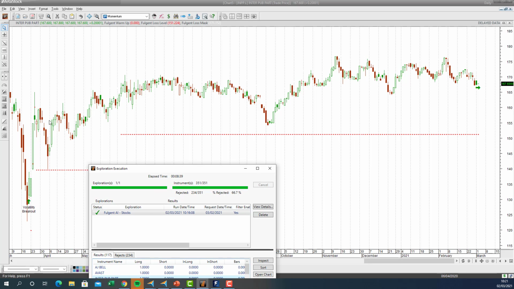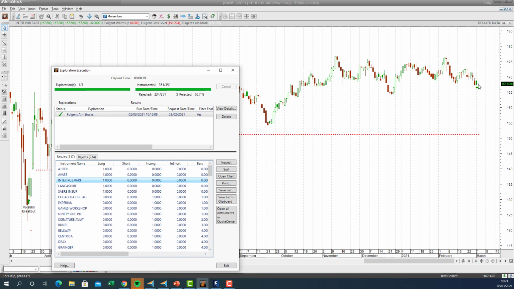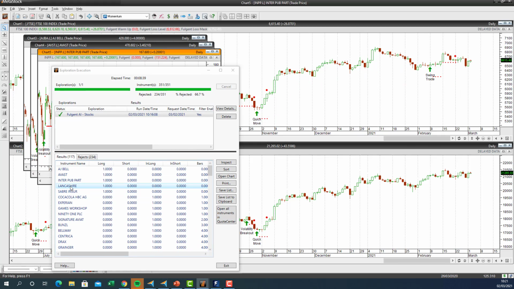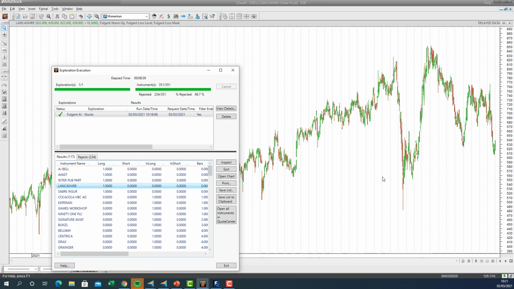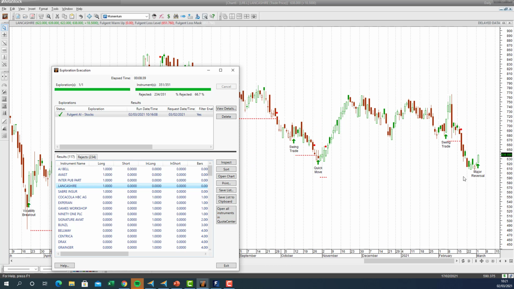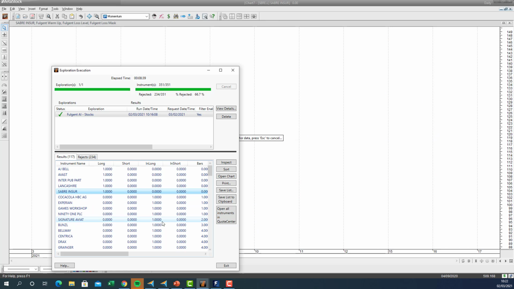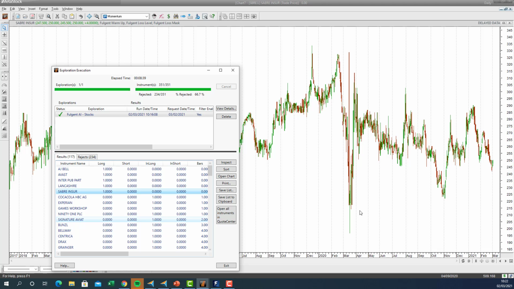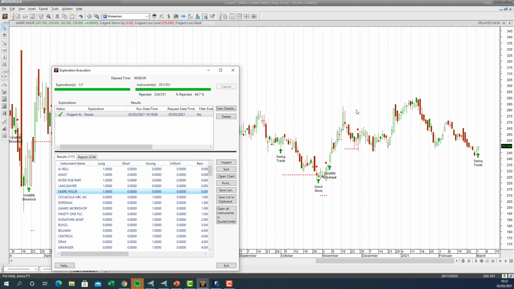Huge volatility breakout, quite a major stop loss. This is still in a long trade, and this might be a recent signal there. Lancashire. Major reversal expected, so there's potential for a swing trade back up to 770, so that's definitely worth adding to the watch list. Sabre Insurance. Nice volatility, swing trade, so there's a couple of days of swing trade possibility in this one. As you can see, quick move swing trade works quite well.